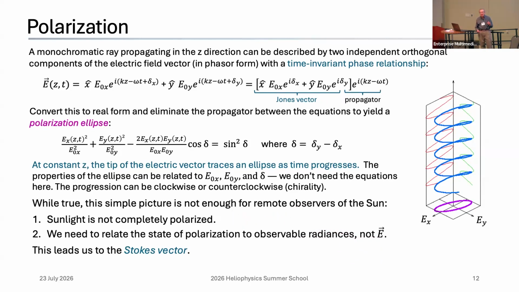And sunlight is not completely polarized. So if you ever see a description, and you'll see this in papers, where it talks about the Jones vector, that's a very elegant way to represent completely polarized light with a couple of complex components. But in solar physics, although it can be useful, we always have to remember there's also almost always an unpolarized component.